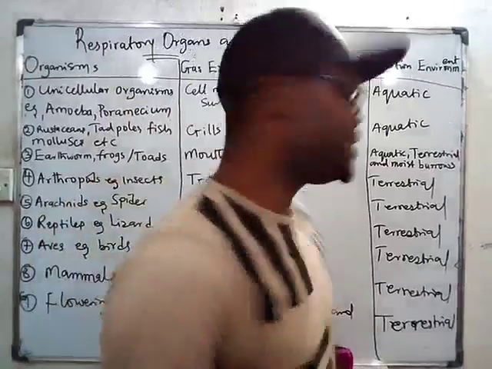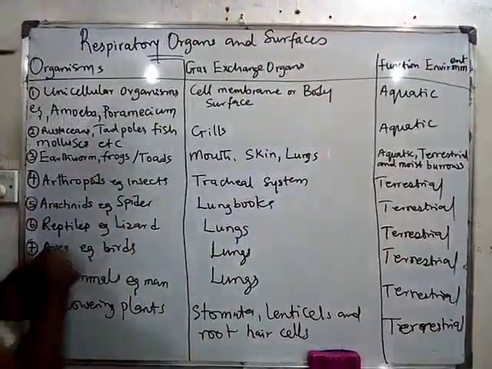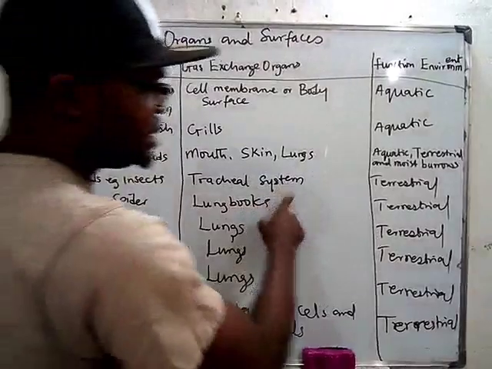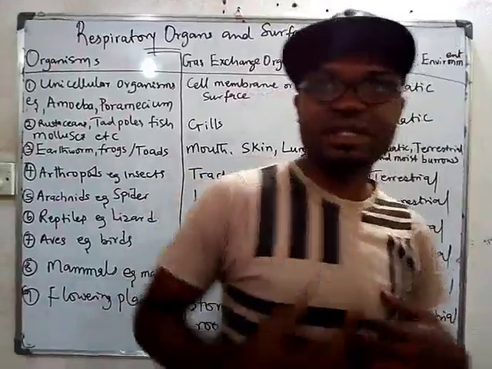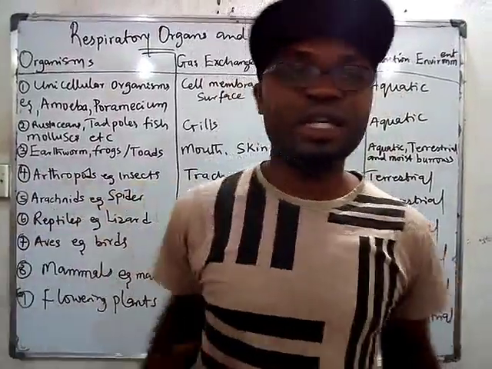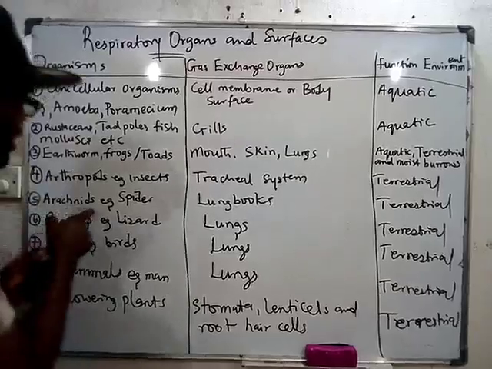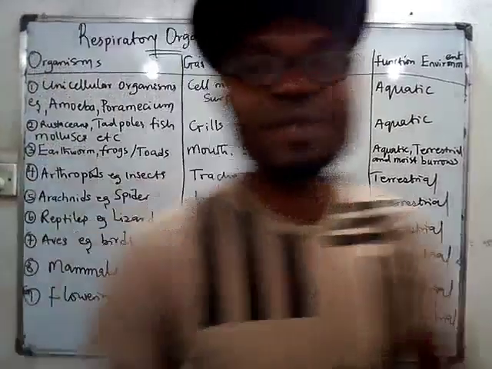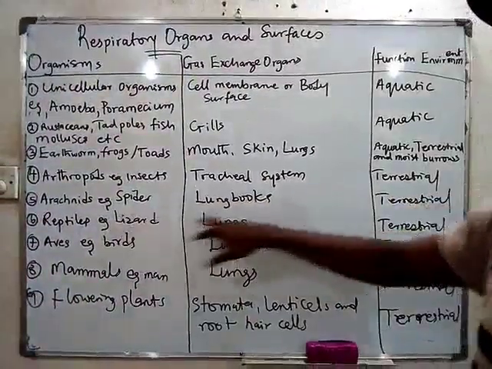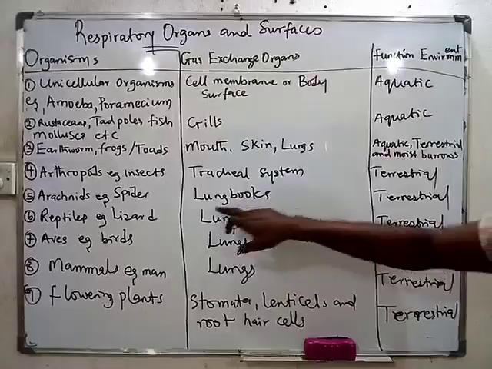Arthropods are insects. What do they use for respiration? They use their tracheal system. Insects use their tracheal system to respirate. Now we talk about arachnids. Arachnids are spiders. What do spiders use for respiration? They use lungbooks.